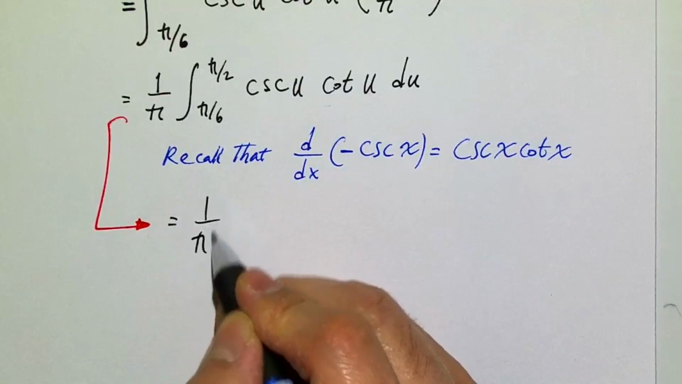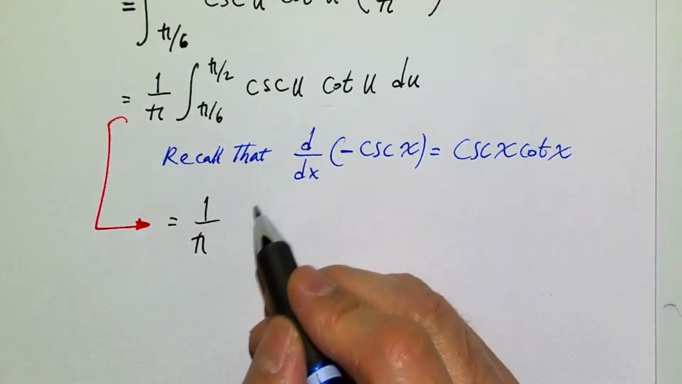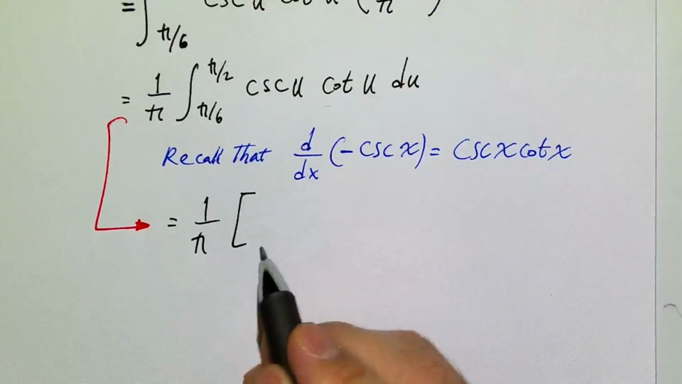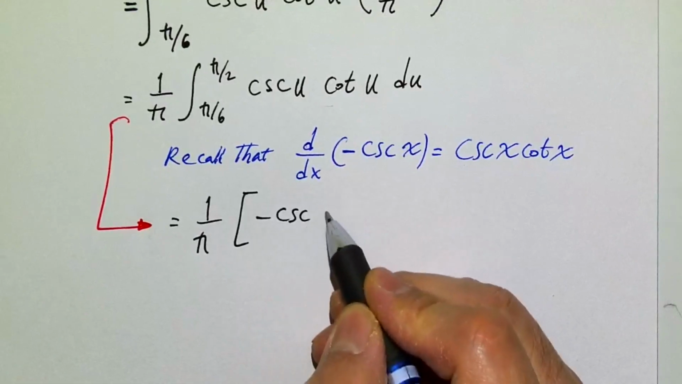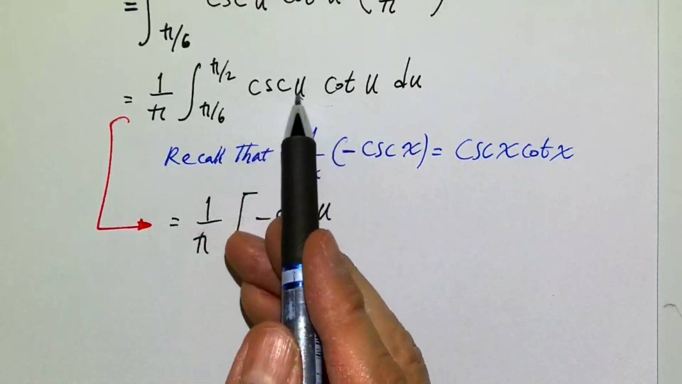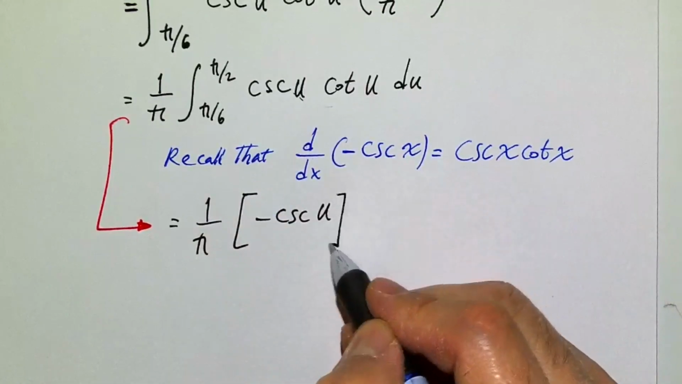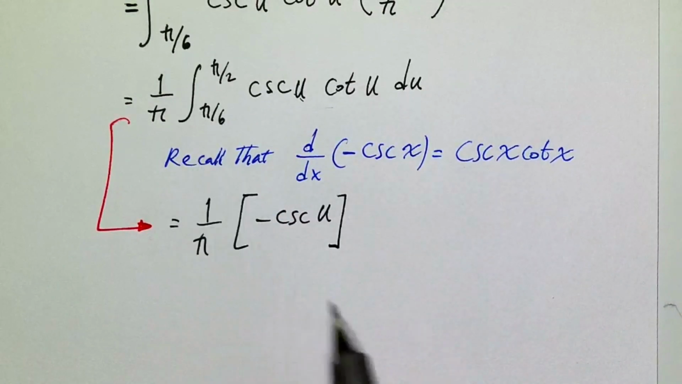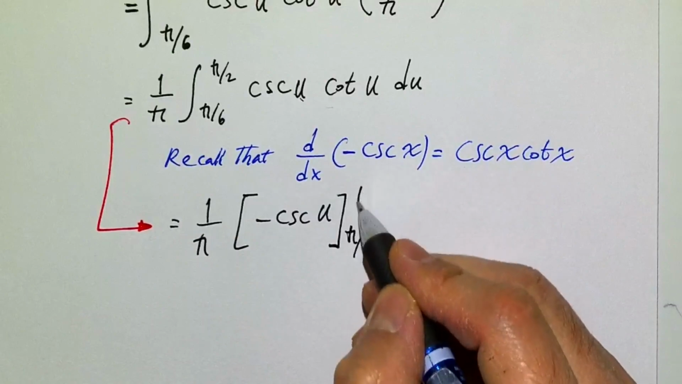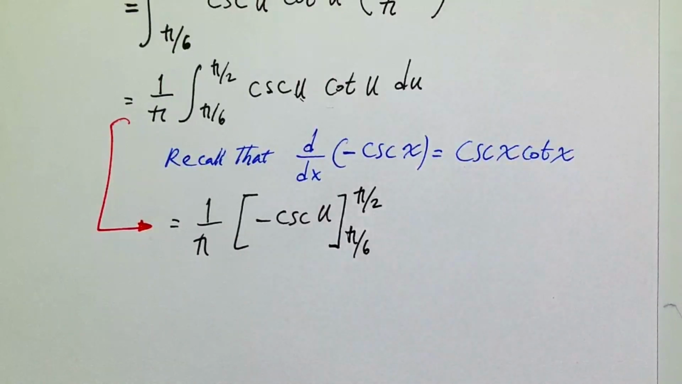Okay, thus, so from here we have 1 over pi times minus cosecant of u, because our variable is u, not x, and then of course going from pi over 6 to pi over 2. Okay, all right.